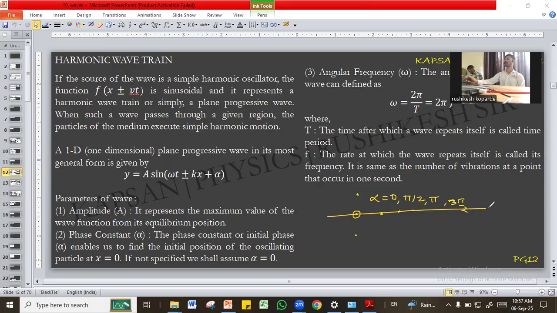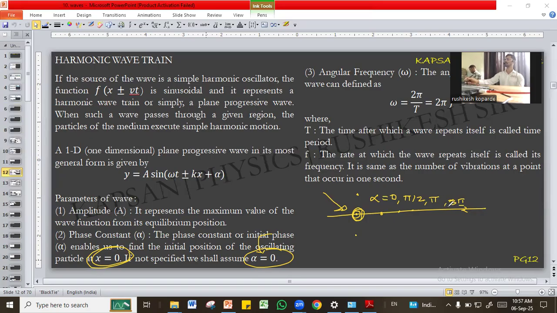But in a wave, it's not one particle which is oscillating. There are n number of particles oscillating. Then alpha represents the initial phase of whom? Alpha does not represent the initial phase of all the particles. Alpha represents the initial phase of the particle at the origin.